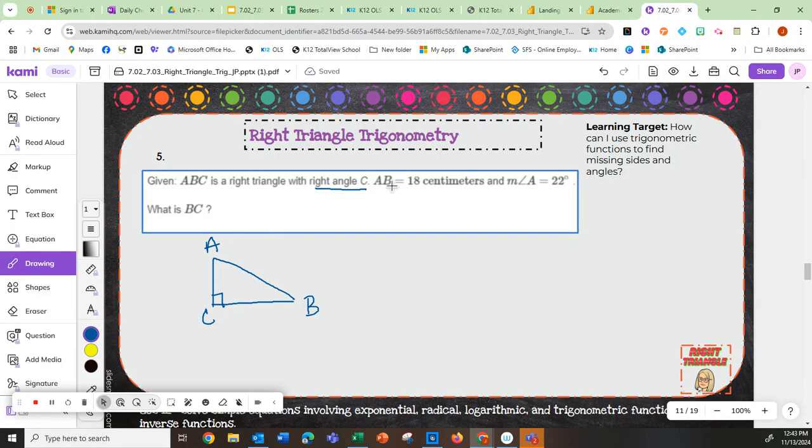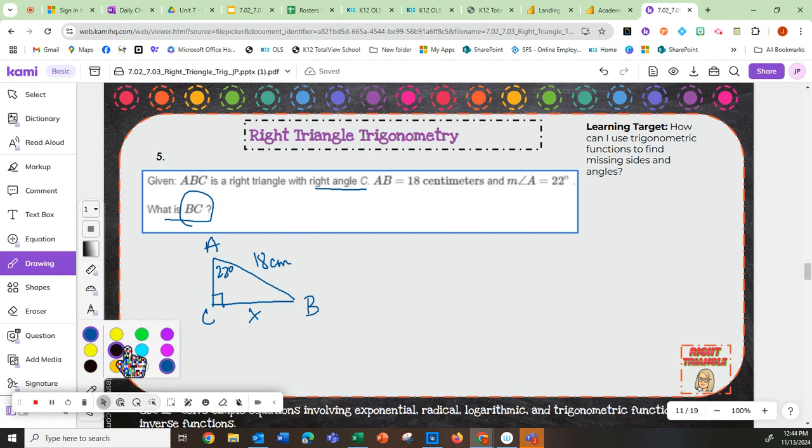And it says AB has a length of 18 centimeters, so that's the hypotenuse. Angle A is 22 degrees. And then it says find BC. So BC is going to be this leg. I'm just going to put an X there because it just makes it easier to use X than BC. So in this problem, I'm going to have to set up an equation using right triangle trig, and then I'll have to solve it, and I will have to use my calculator here.